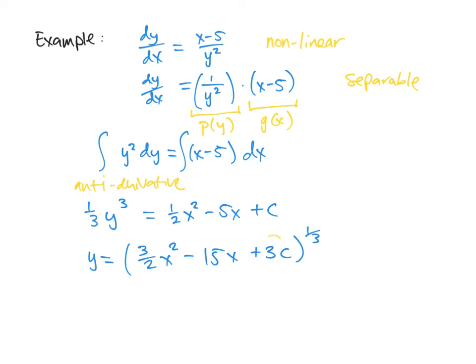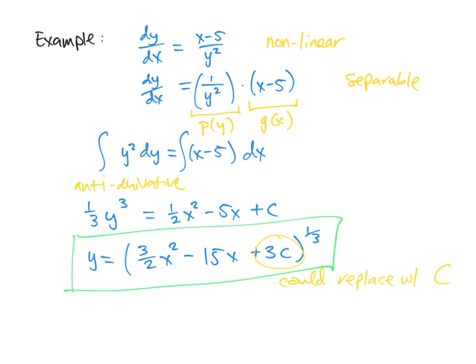And we could replace this with c again. We could just write c because it's an arbitrary constant. It doesn't matter if it's c or 3c, but you're never going to get marked off for having a 3c instead of a c. There's not really a correct way to do that. So anyway, that is our solution, and that's how you solve separable equations.